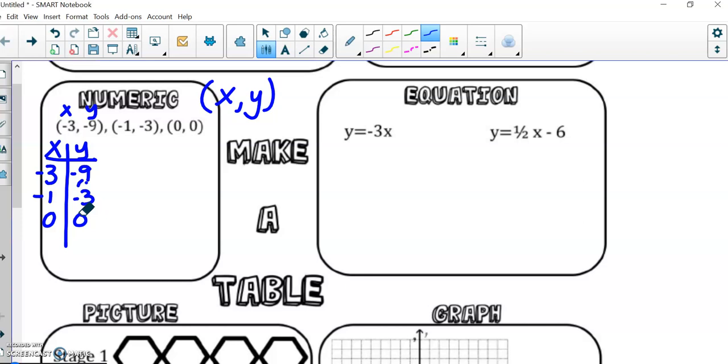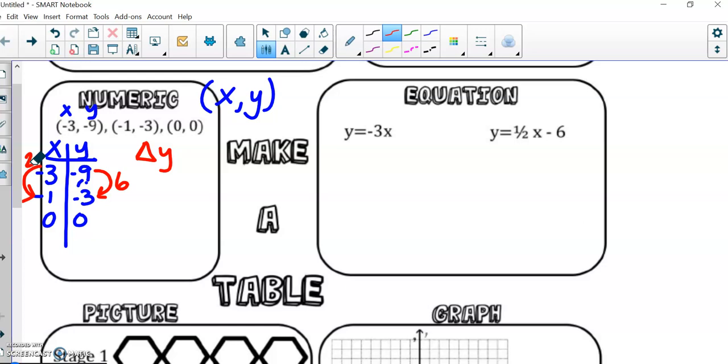From there, we can find the rate of change by determining how did I get from -9 to -3. That's the change in y. Well, the change in y from -9 to -3 is 6. And what is the corresponding change in x? How did you get from -3 to -1? That would be a change of 2. We're adding. How did you get from -3 to -1? By adding 2. How did you get from -9 to -3?